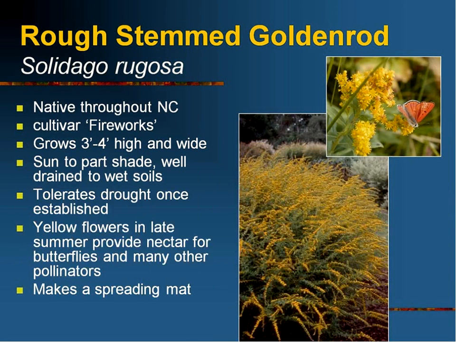A great companion for Joe Pye weed is the rust-stem goldenrod. We have tons of native goldenrods. Some are pretty vigorous spreaders, so you do have to be careful or be selective and know your plant when you're going to put it in the garden. And if it's one of the real spreading type, give it lots of space. Give it a natural area to cover.